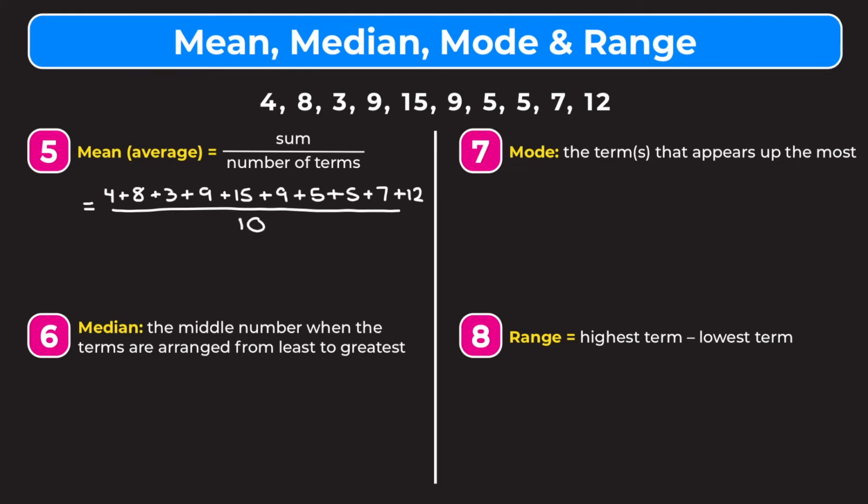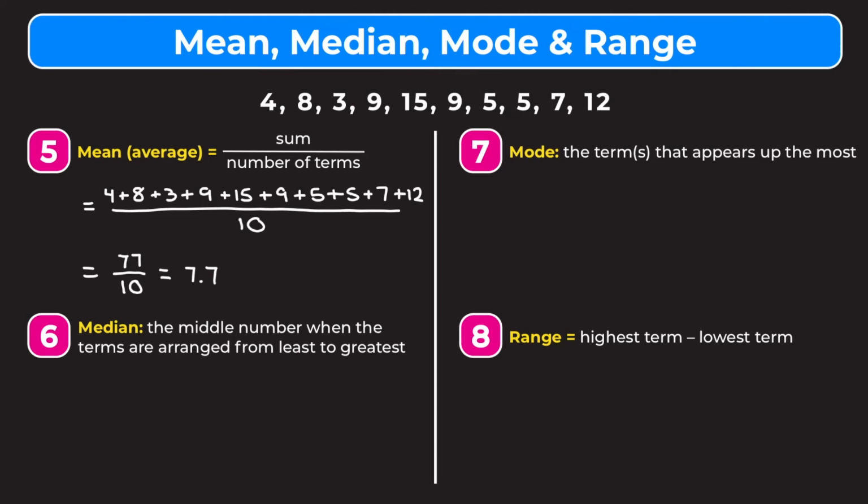If we add up all the numbers on top with the calculator, we should get 77. So you have 77 over 10, which is 77 divided by 10. Remember, to divide a number by 10, you just move the decimal point one place to the left. So 77 divided by 10 is 7.7. So we get a mean or an average of 7.7.